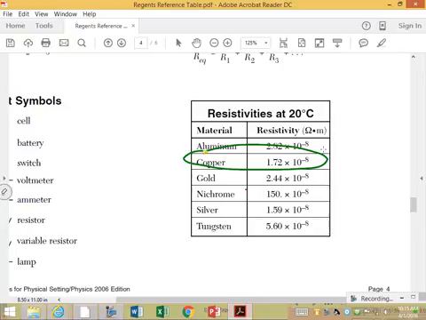That's pretty much it, folks. That copper one you ought to write down. You're going to need that. 1.72 times 10 to the negative 8th ohm meters.